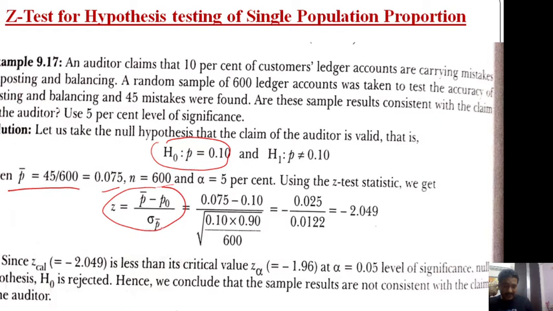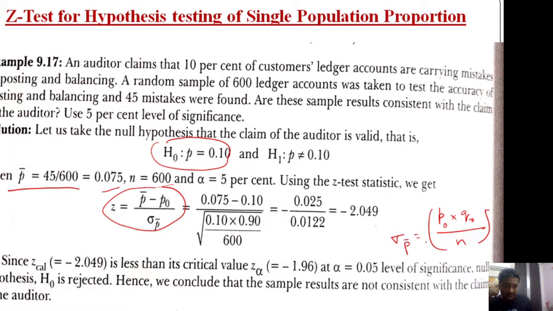And how will we calculate the standard deviation here? Its formula is the same as the binomial distribution, I think. So P into Q upon N. It is P naught, I should say, into Q naught upon your sample size, that is N. This is simply your sigma p bar.